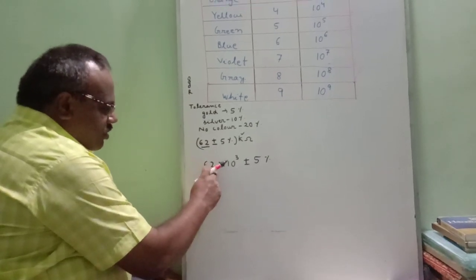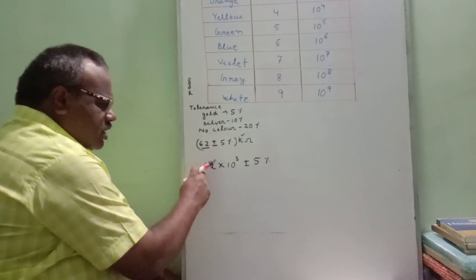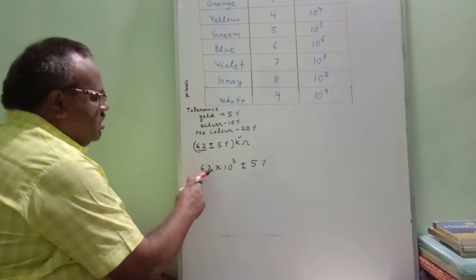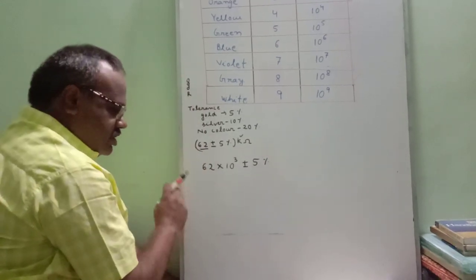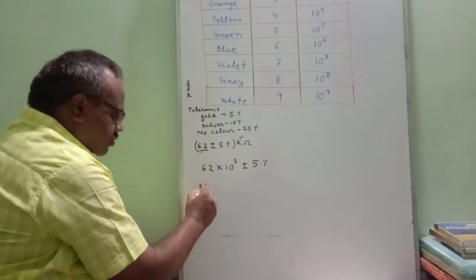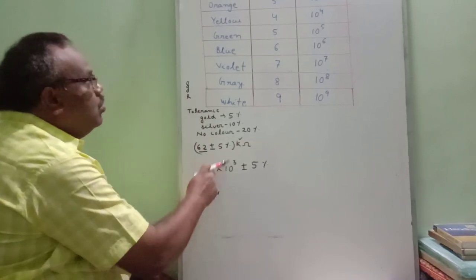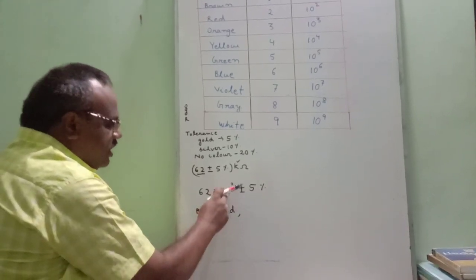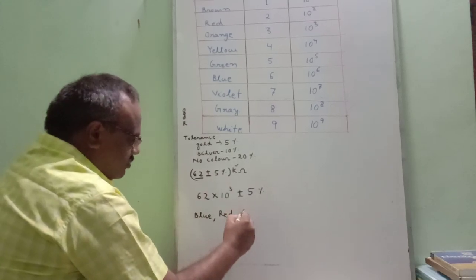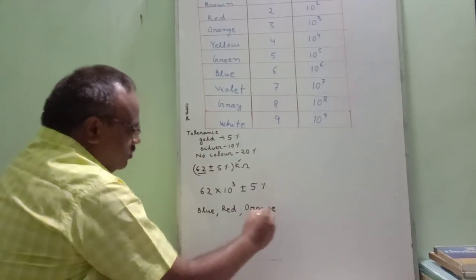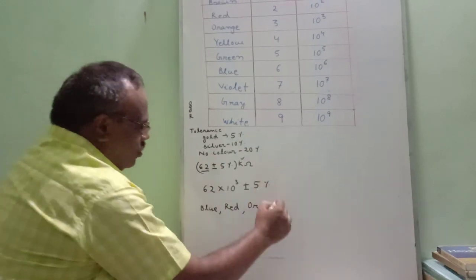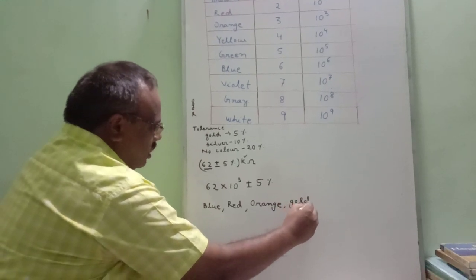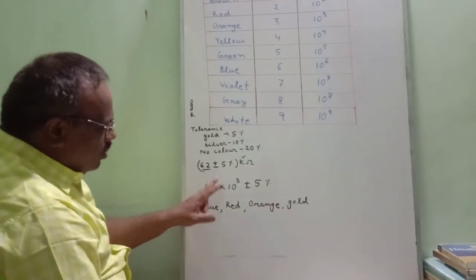As these are two significant figures, this represents the first color and this represents the second color. So 6 is the digit that will represent the first color. It is 6, that is your blue. So the first color is blue. Then 2 corresponds to red. Then the multiplier 10 to the power 3 is orange. Then 5% is the tolerance, so it is gold. So it is blue, red, orange and gold.